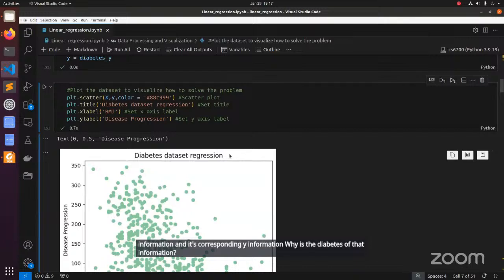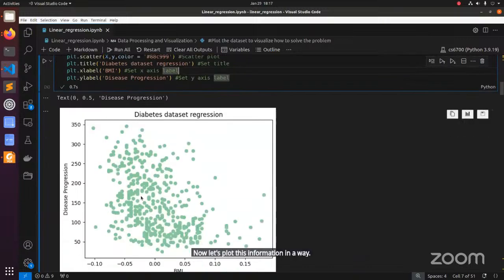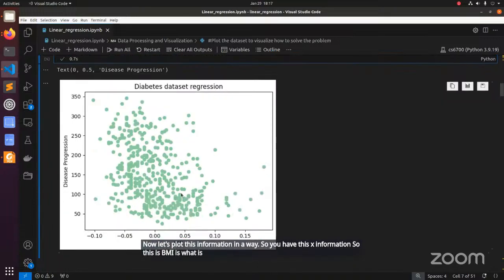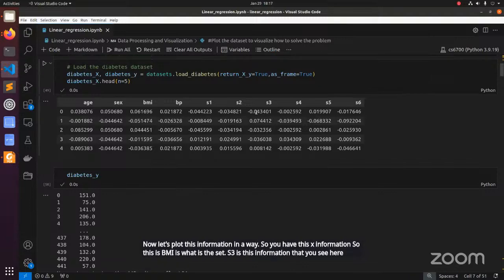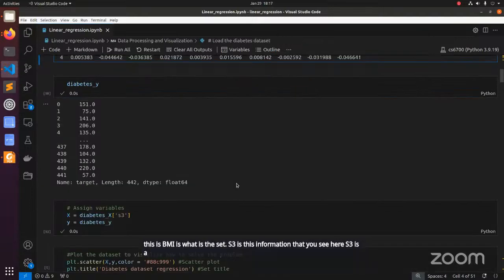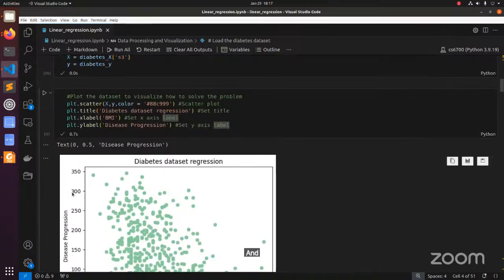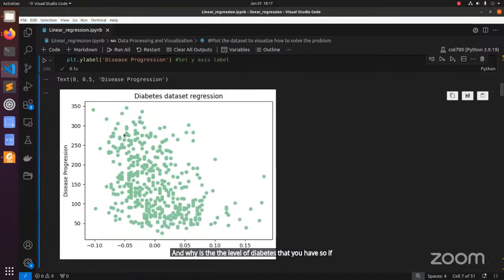Now let's plot this information. S3 is the BMI information, that's what this data set is, and y is the level of diabetes. If you plot this, this is how the image looks. You can see that a BMI of 0.05 can have a diabetes of say 45 or 25, or as high as 300.